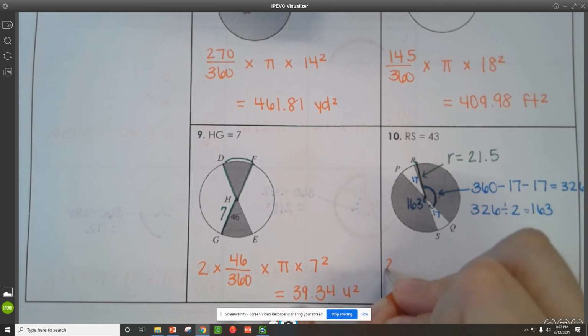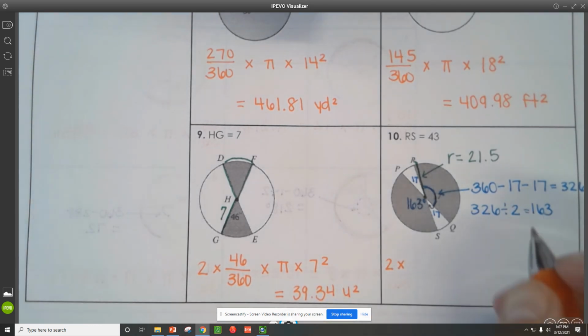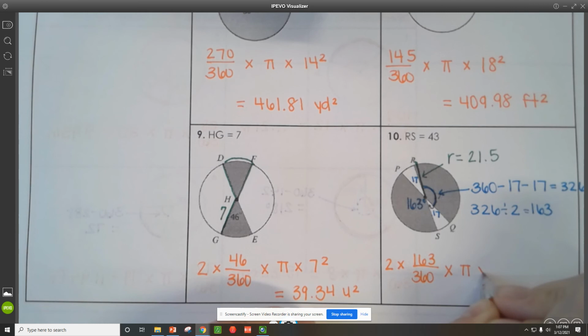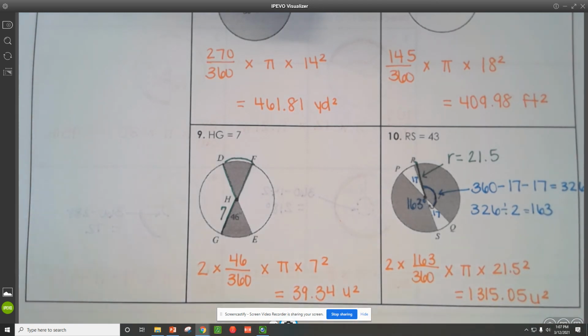Now we have 2 of the sectors, so 2 times 163 over 360 times pi times my radius squared. It's 1,315.05 units squared.